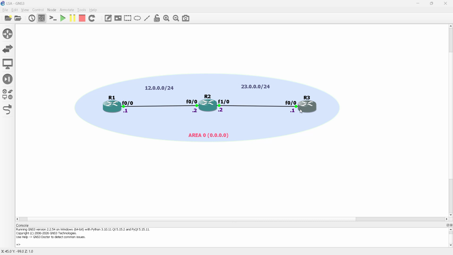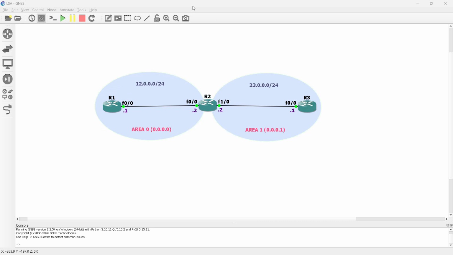Now let me modify this topology where I will give Area 0 and Area 1. Now we have two areas in this topology. Let me revise the two concepts we have learned. The very first is that the scope of the LSA will always be within the area. The second concept is that LSA is being generated per area.